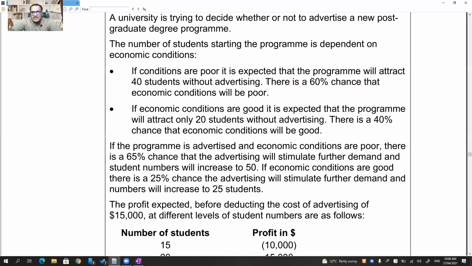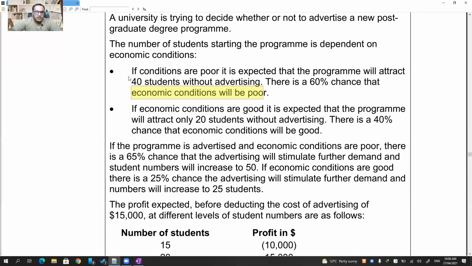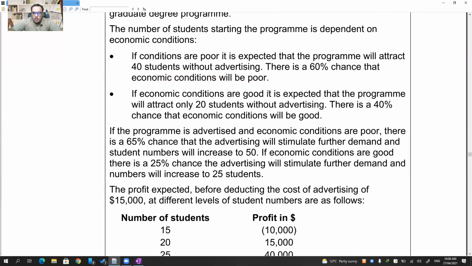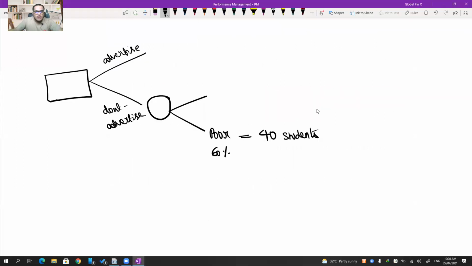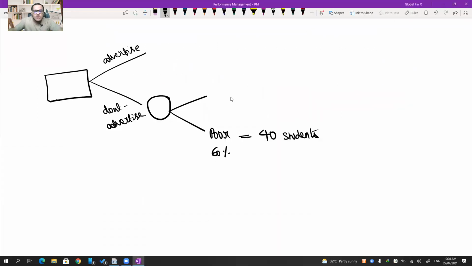There is a 60% chance that the economic conditions will be poor. The chances of the economic conditions being poor are 60%. If the economic conditions are good, it is expected that the program will attract only 20 students without advertisement. Are they stupid or what? If the economic conditions are good, why only 20 students will come? More students should come. Okay, whatever it is.